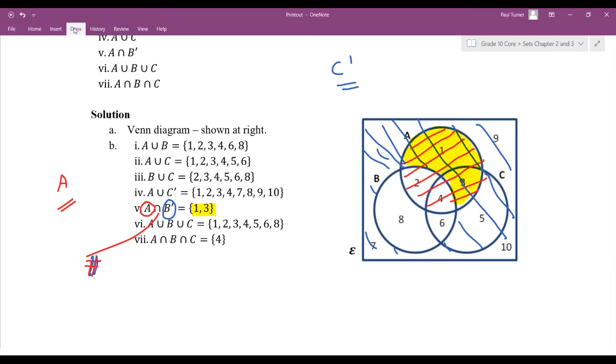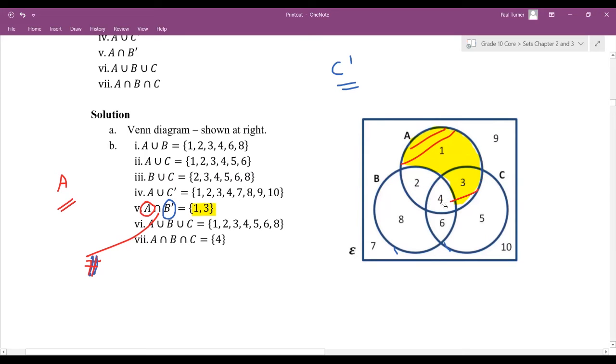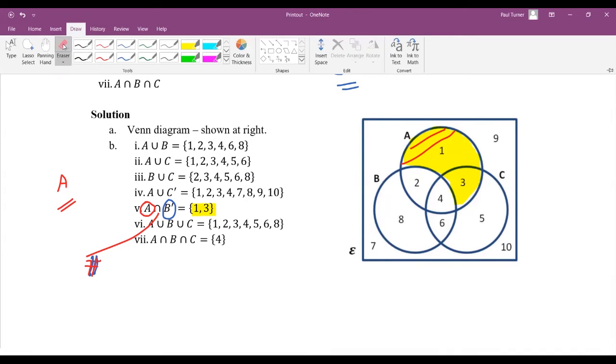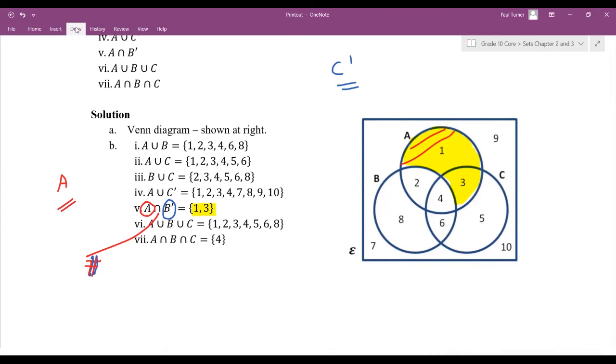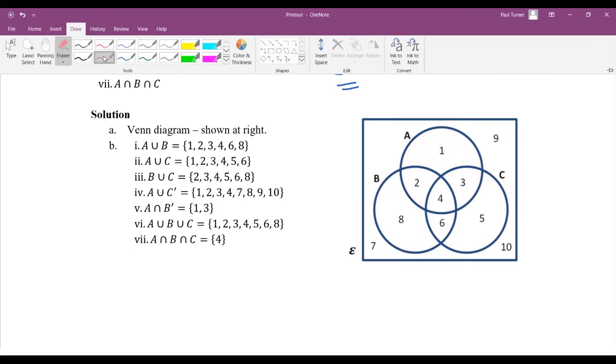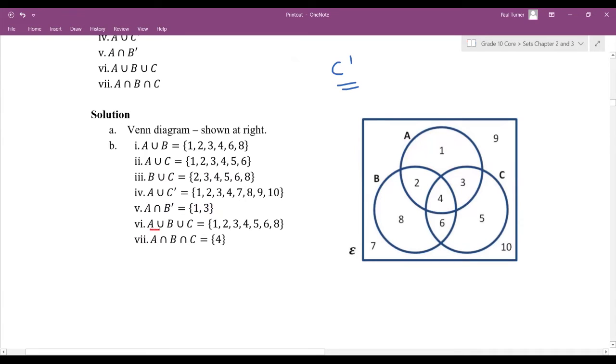And in your shading diagram, remember to remove the lines you don't need anymore. And I'm not going to touch them because the yellow will disappear. So only the yellow area. Okay, so the last one. So the last one is A union B union C. So that's all A plus B plus C, everything, these numbers here.